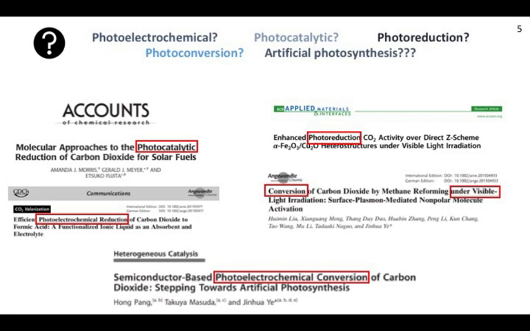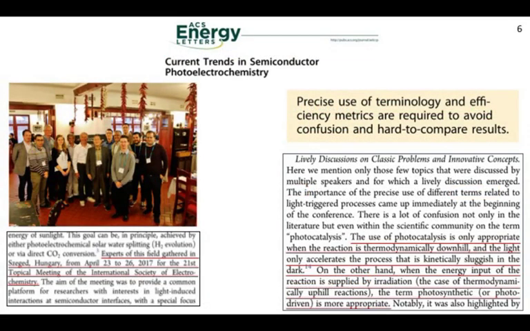People sometimes think it's not an important issue, but it is. Two years ago, researchers from this field gathered in Hungary at the ISE meeting to discuss current trends in photoelectrochemistry, and this terminology issue was one of the topics of debate. As highlighted here, there are two really important things: the proper use of terminology and metrics. For instance, they mentioned that the term photocatalysis, when you talk about catalysis, is actually an IUPAC definition, right? You are lowering the energy barrier of a kinetically hindered process, but it's a thermodynamically downhill process.